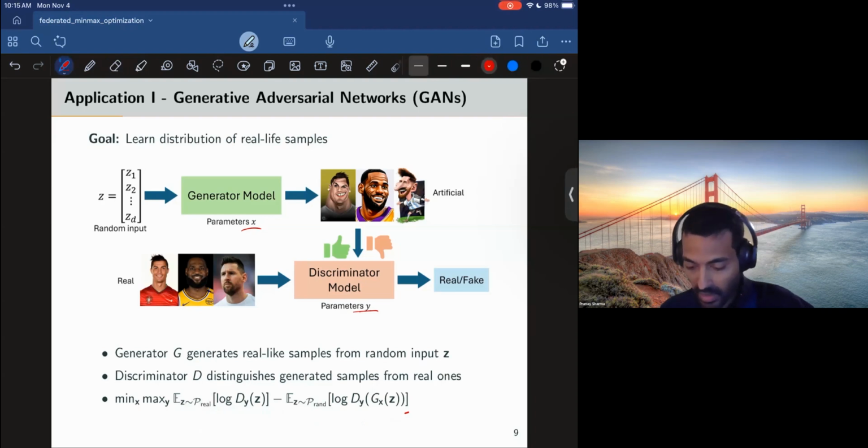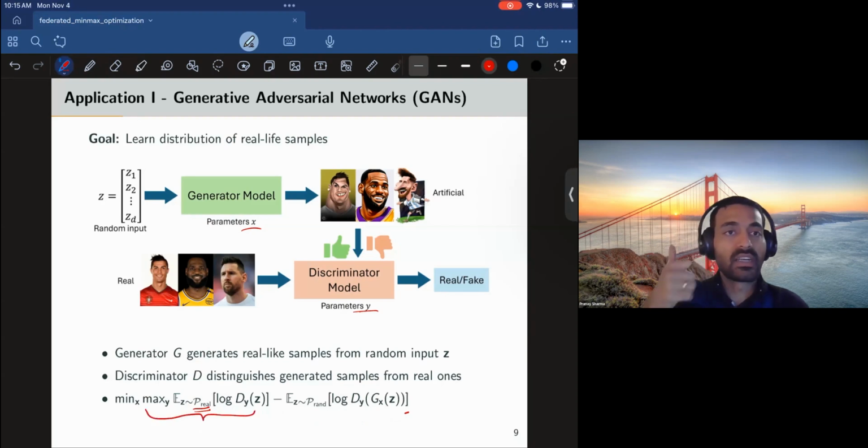So if the input to the discriminator is coming from the real distribution, then the discriminator would want to assign it a high score, right? Because it wants to correctly classify it as a real sample, right? So we see maximization over the discriminator parameters of this loss value when it is over the real distribution.